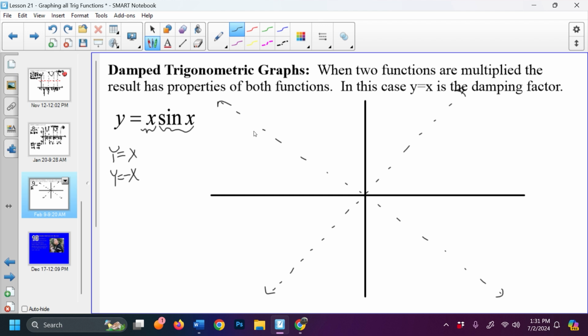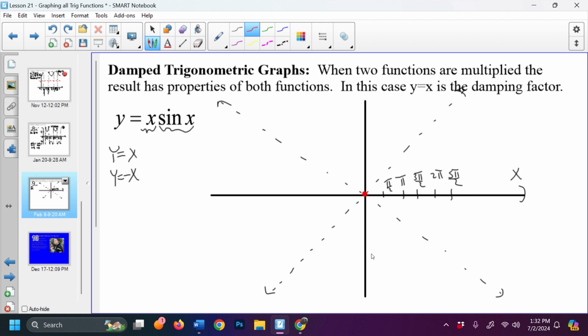Now, if we remember the sine graph, it has quarter turns at every value of pi over 2. So I'll have pi over 2 here. I'll have pi. I'll have 3 pi over 2. I'll have 2 pi. And then I'll have 5 pi over 2. I know that when x is 0, I get 0. When x is 0, sine is also 0. So I get 0 times 0. My first point on this graph is 0.